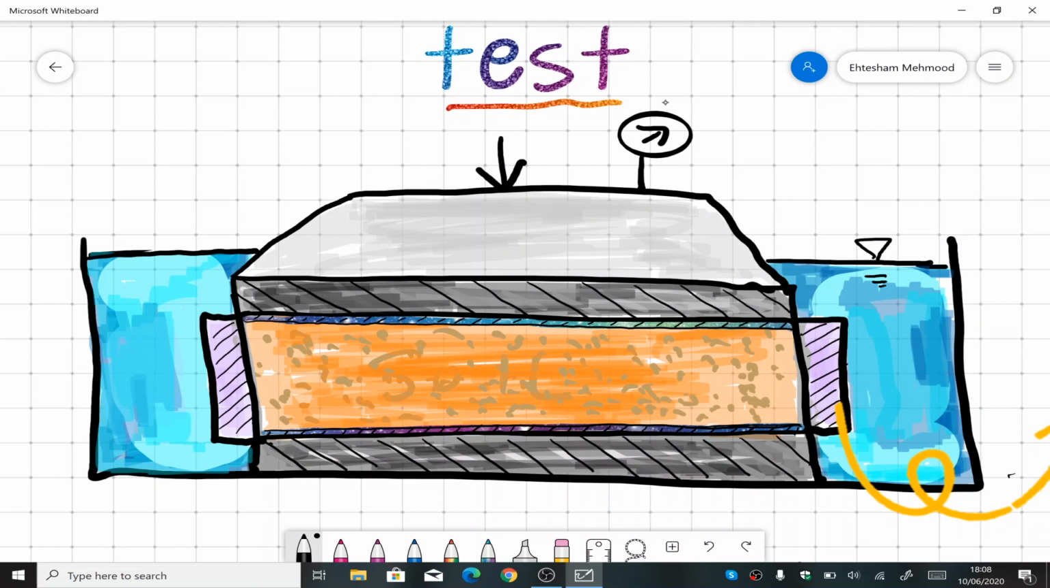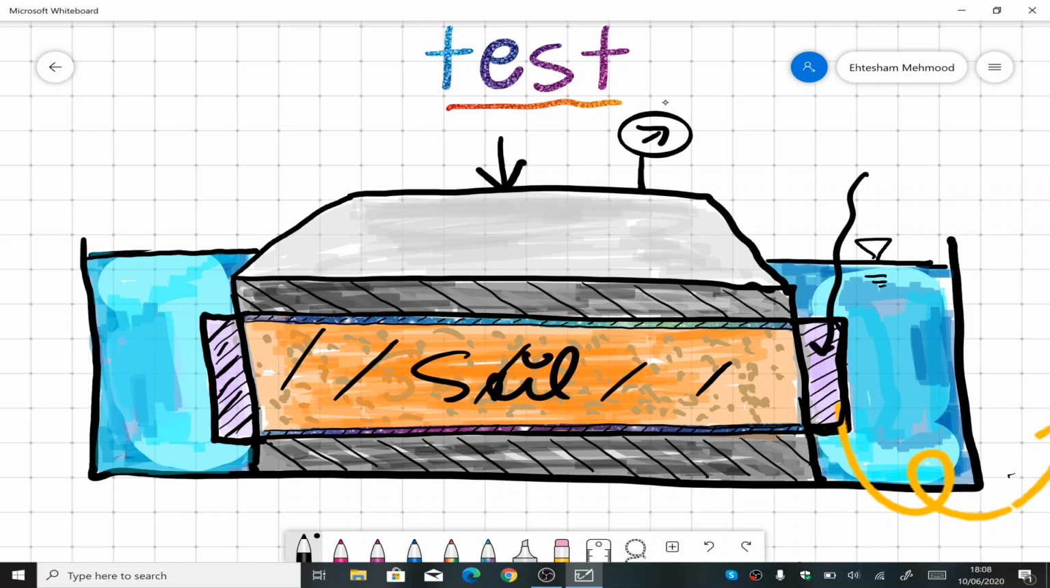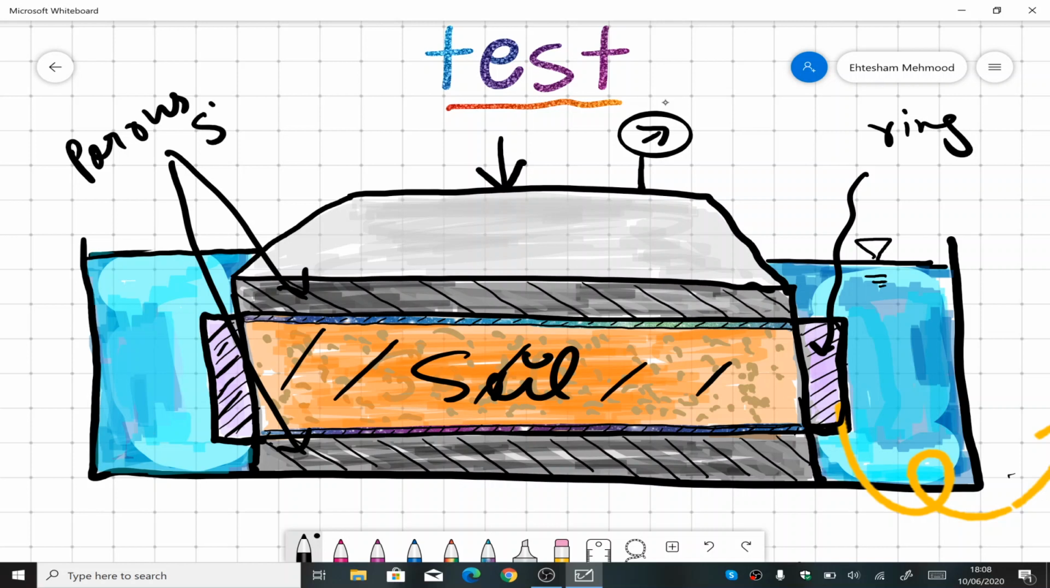So this whole orange mass is the soil sample that we have placed, and this boundary here, this portion here, is the consolidation ring. Let me write that for you. So this purple thingy is the consolidation ring. This gray hashed portion, both of them are the porous stones on top and bottom. And you see these multicolored small thin lines, these are actually filter papers.